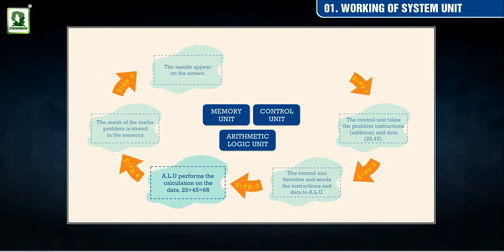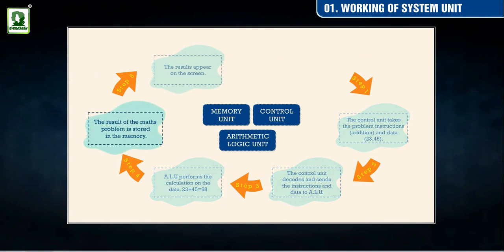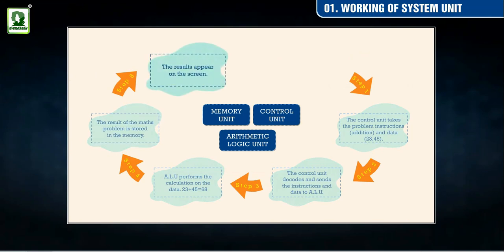ALU performs the calculation on the data. 23 plus 45 is equal to 68. The result of the maths problem is stored in the memory. The results appear on the screen.